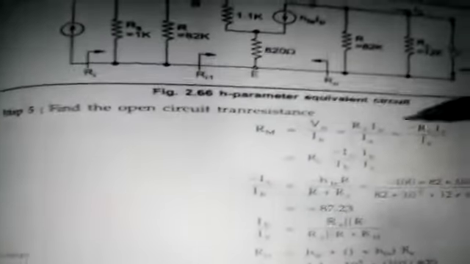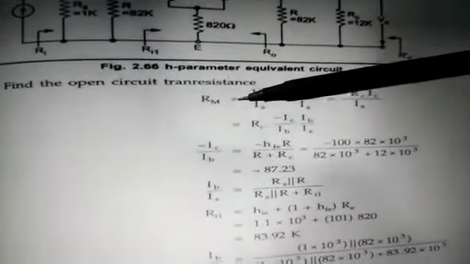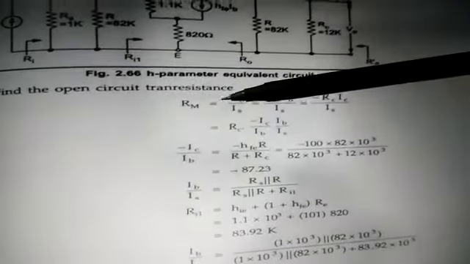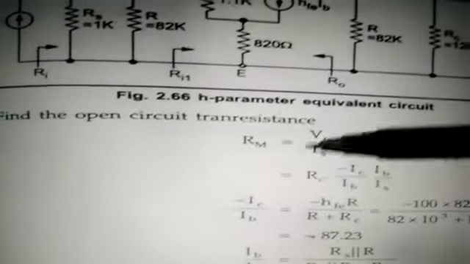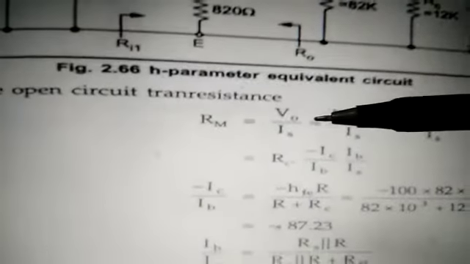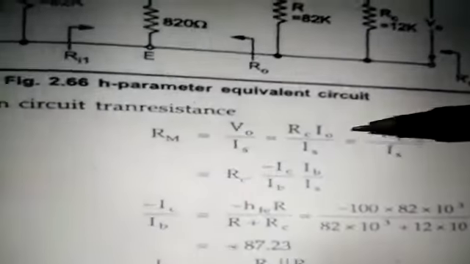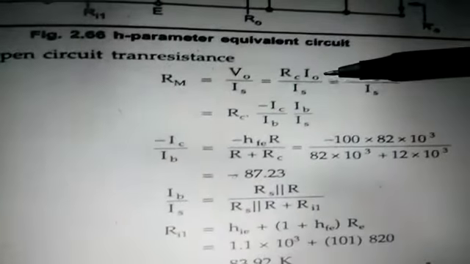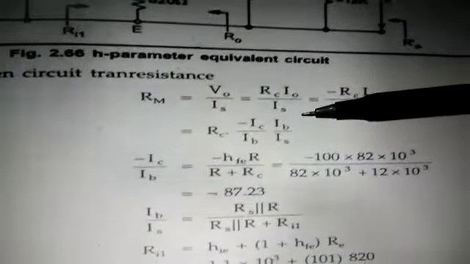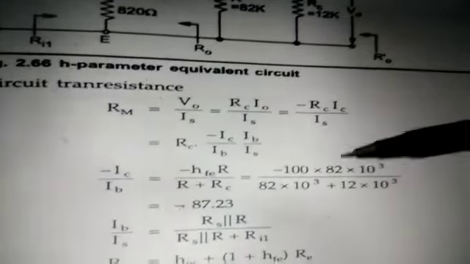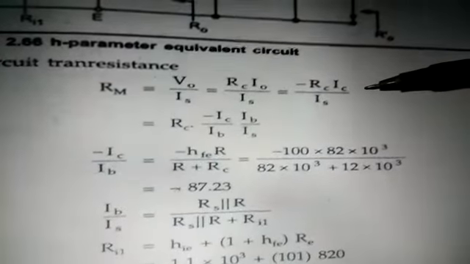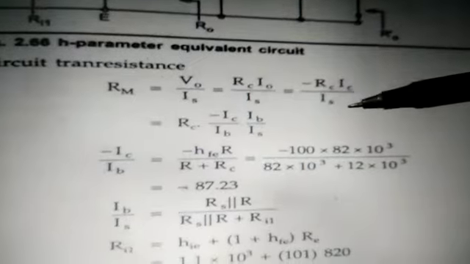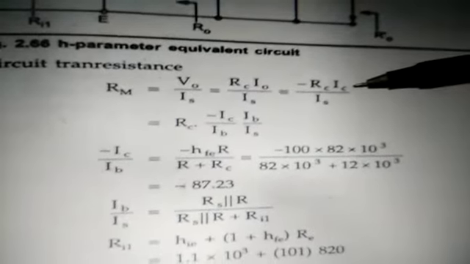Now we calculate this Rm here. Find the open circuit resistance. First of all, find this open circuit resistance Rm. Rm is equal to V0 upon this Is. So this value is Rc into I0 upon Is, and this is Rc minus Rc into Ic upon Is. I0 is nothing but Ic here.